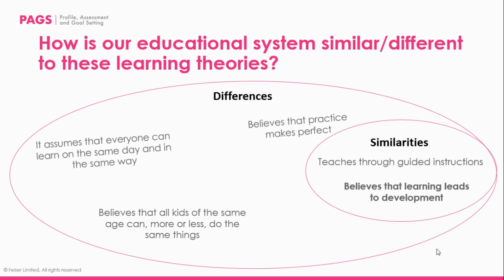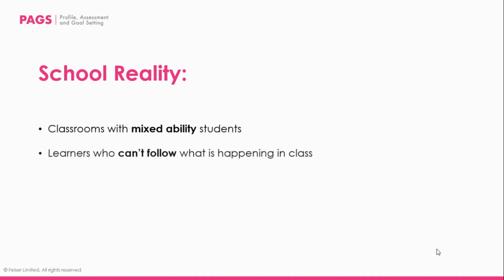It believes that practice makes perfect, hence the homeworks and the home studying. It also believes that all have the same interests and all are engaged in the same way. In fact, we use the same books for everyone. Everybody covers the same content which the authors think would be interesting for a particular group of students. Reality is that if students could do all that, we wouldn't have classrooms with mixed ability students or learners who can't follow what is happening in class.